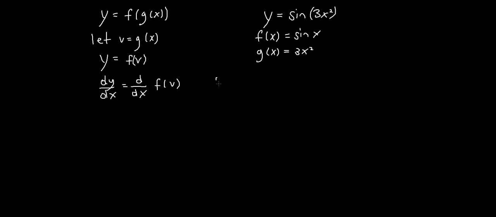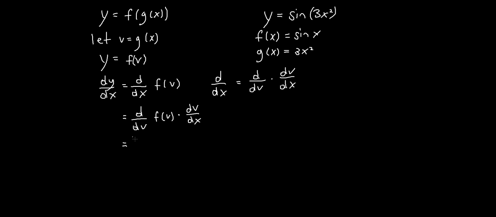Well, you know that d over dx can actually be split into d over dv times dv over dx. And the reason for this is because you could potentially cancel these two dv's and you get your original d over dx. So why don't we split that out? We get d over dv of f of v times dv over dx. So d over dv of f of v, well, that's just the derivative of f of v, or f prime of v.